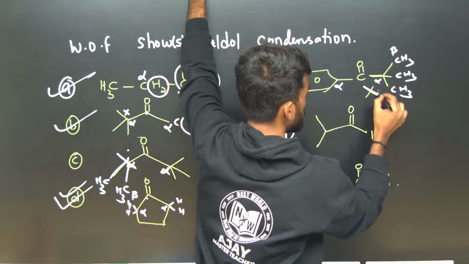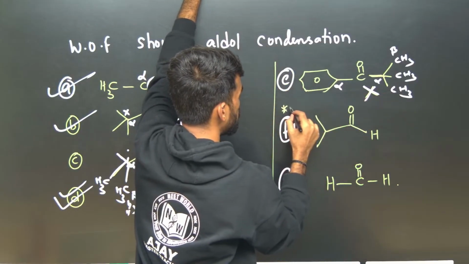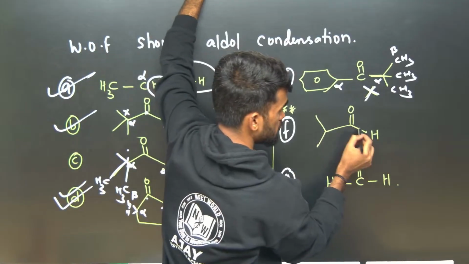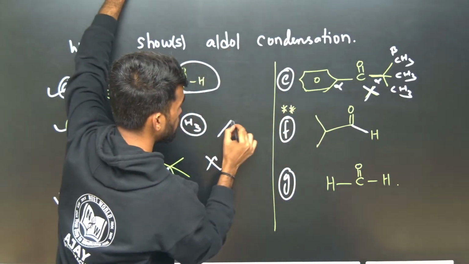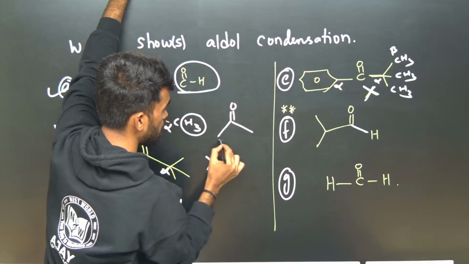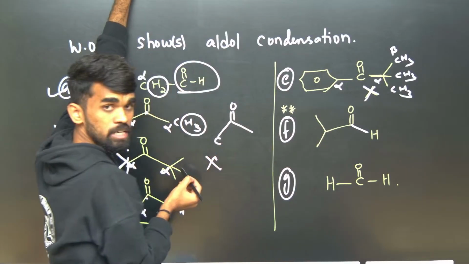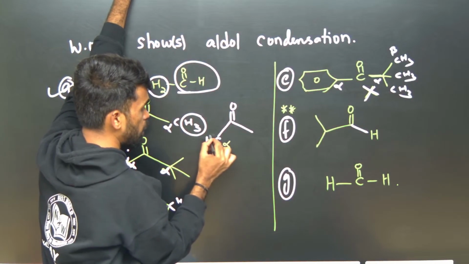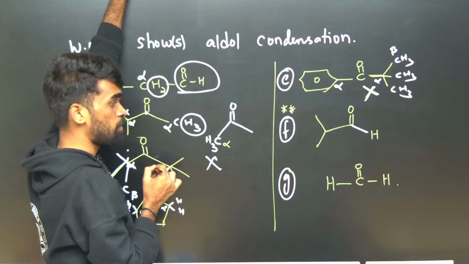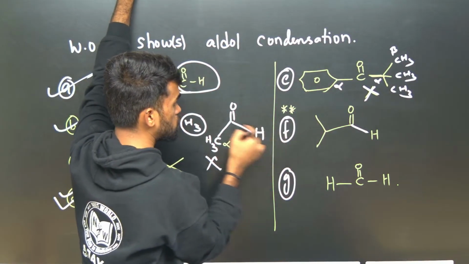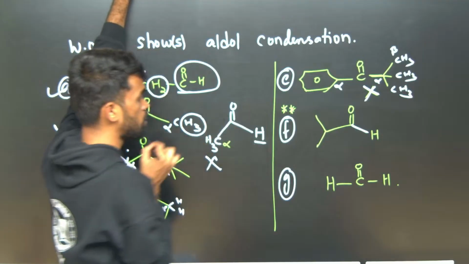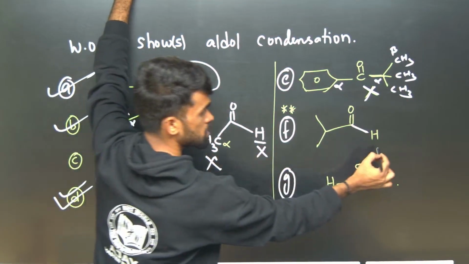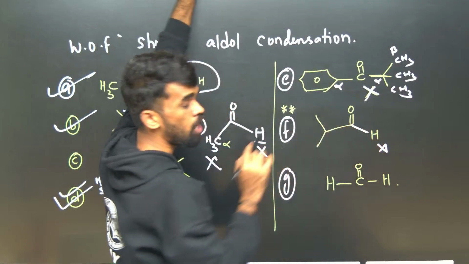Okay, now what about this? This is very important, isobutyraldehyde. This side, no alpha hydrogen. I have told you that C double bond O is there, and there should be a carbon adjacent to this carbonyl group. That carbon is considered the alpha carbon, and hydrogens present on that are called alpha hydrogens. A hydrogen directly attached to the carbonyl group is not an alpha hydrogen. This is not alpha. So this side it won't show aldol condensation.